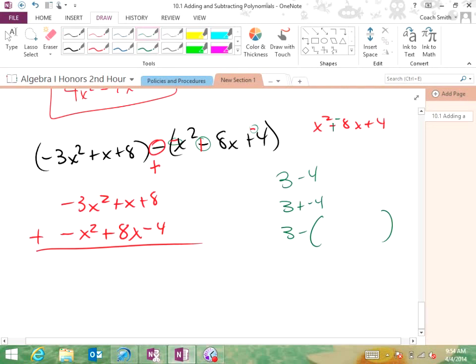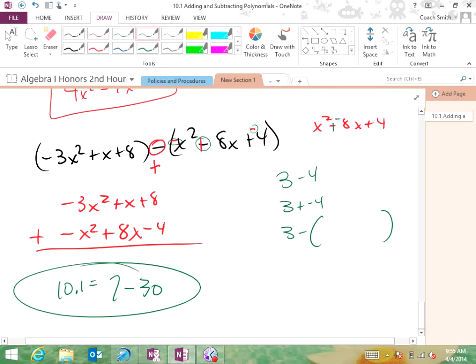So your homework is this. We're breaking this up into 2 sections, 2 days, 7 through 30. That's due on Monday. All right, you're free to go.